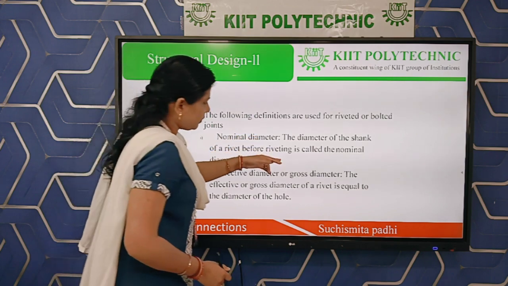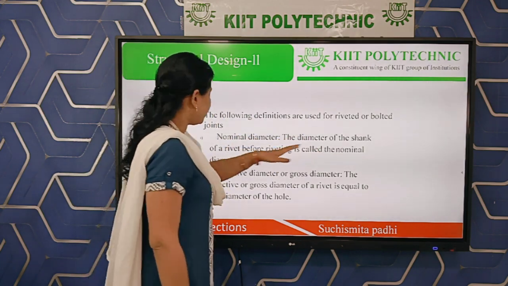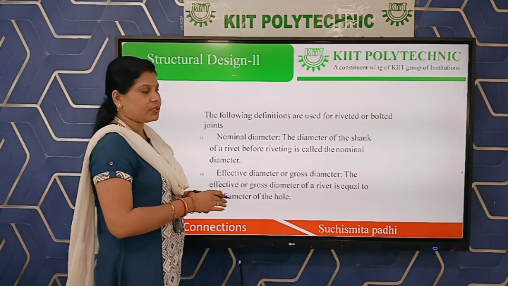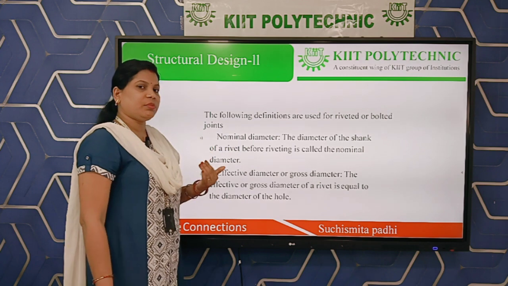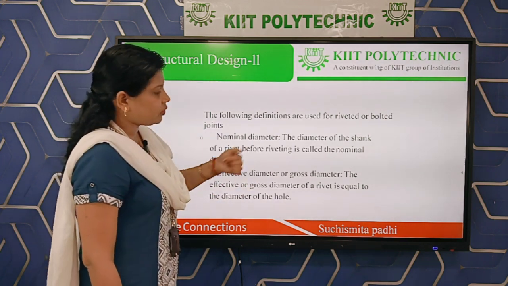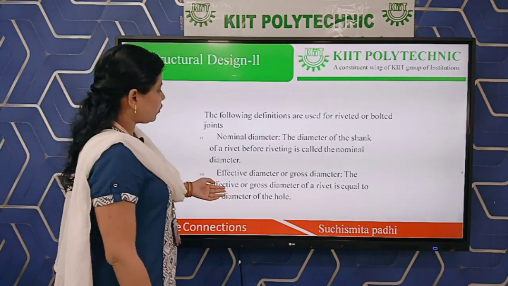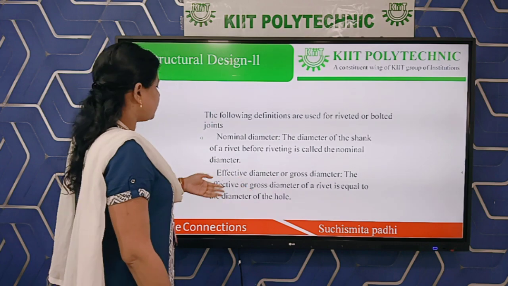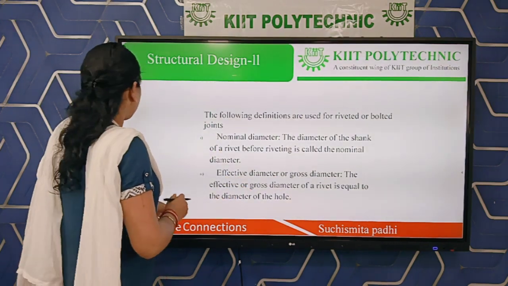First is the nominal diameter, the diameter of the shank of the rivet before riveting, which we have already discussed in the third or fourth slide. So the nominal diameter is the diameter of the shank or the diameter of the body. Next is effective diameter or gross diameter. The effective or gross diameter of a rivet is equal to the diameter of the hole. Here I want to mention one more line.